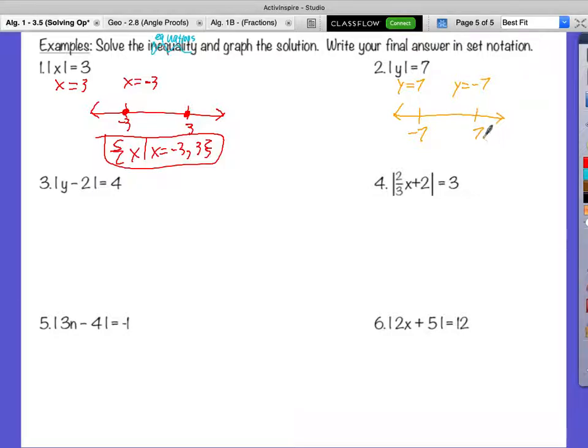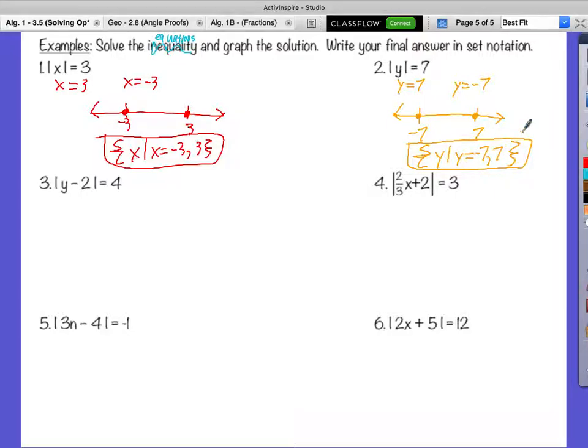Okay. Just kidding. So these are closed circles because it's equal to. Are there any arrows here? No, it's not an inequality. It's an equation. So now we do our set notation. Y such that y is equal to what, comma, what? 7, negative 7. Yeah, and you can do the 7 first or the negative 7 first. I always encourage the negative 7 first.